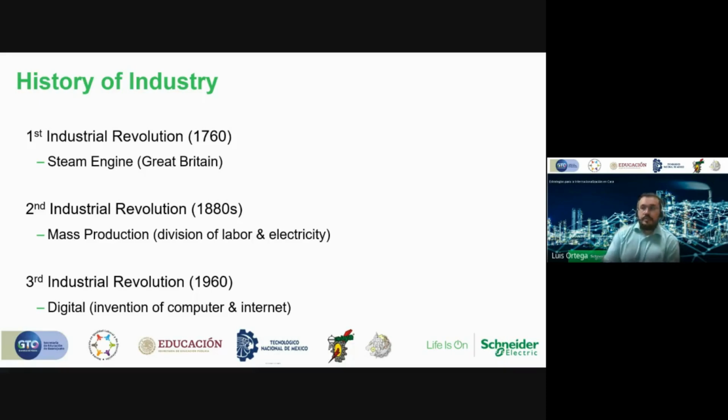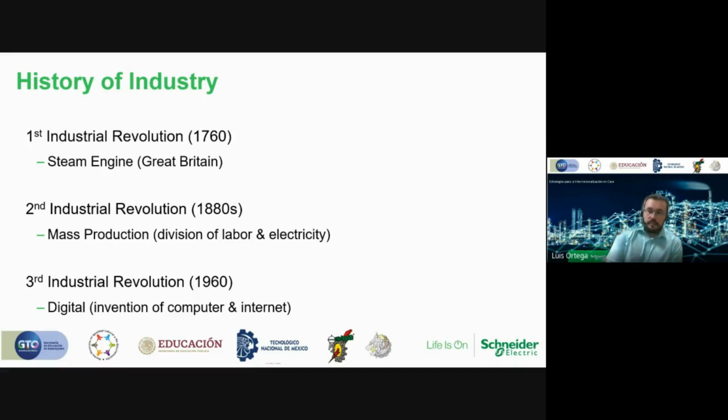The second industrial revolution started in the 80s with mass production. This is when Ford came with the automakers, the brands, and the division of labor, when they also started with the unions for the operators, and with electricity. All the plants and factories started to use electricity for production.